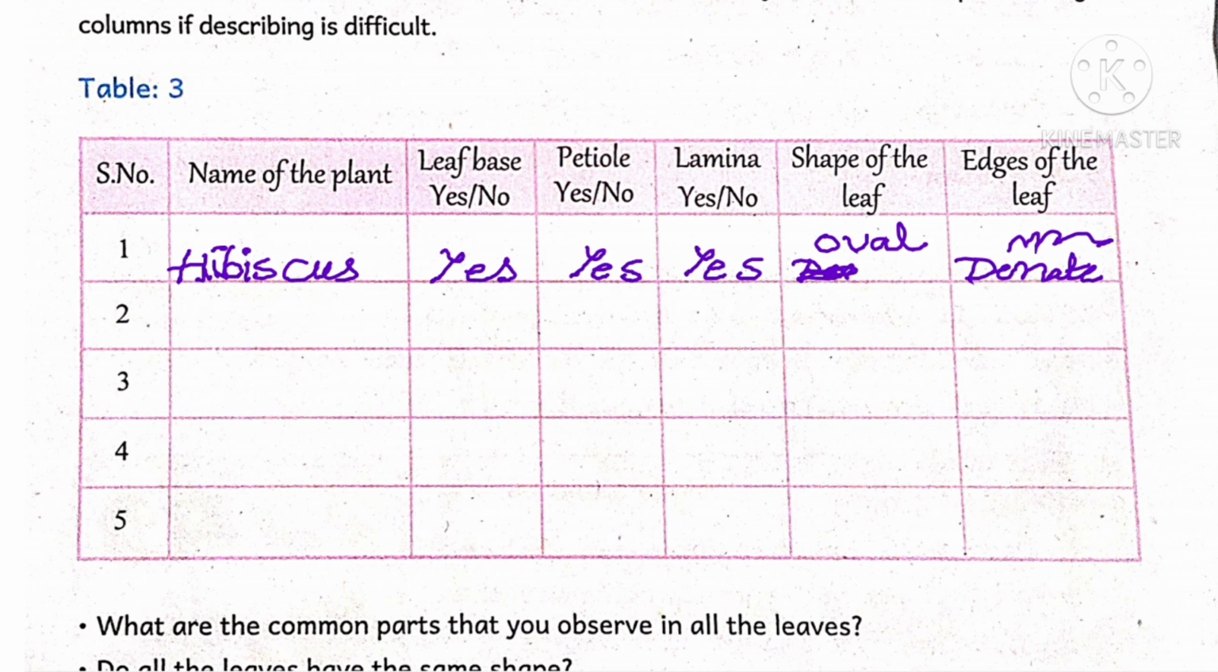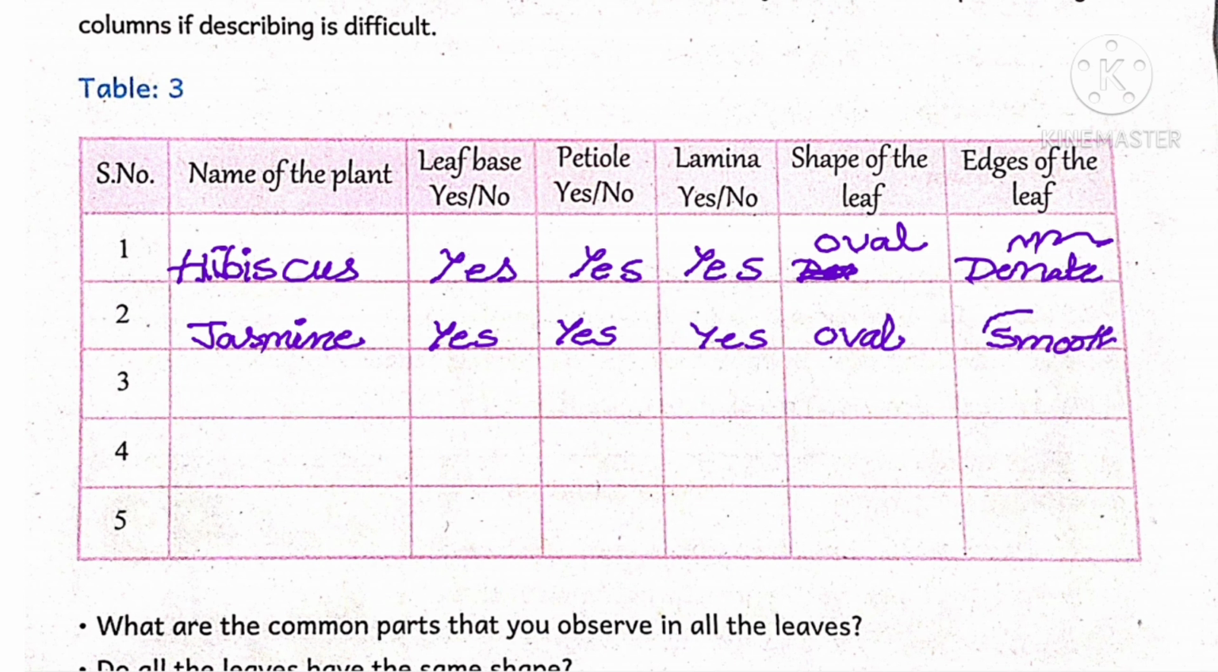The next plant is jasmine. You have already observed it in this video. Does it contain a leaf base or not? Yes. Does it contain a petiole? Yes. Does it contain lamina? Yes. What is the shape of the leaf? It is a little bit oval and rectangular. And the edges of the leaf are smooth, so smooth edges.